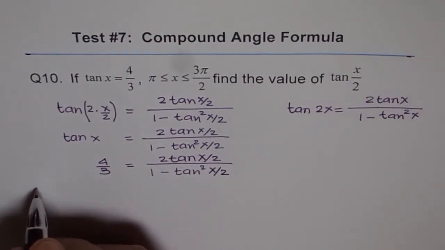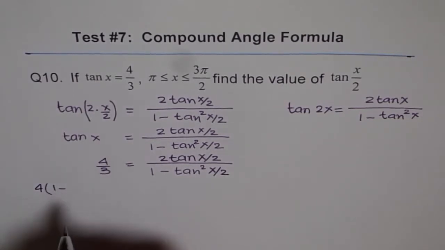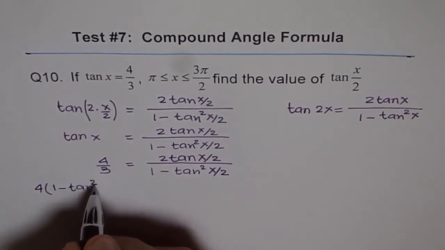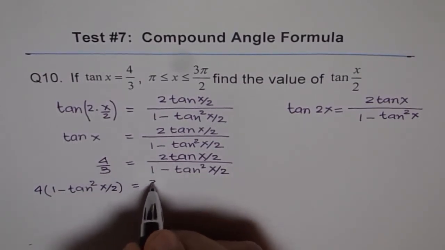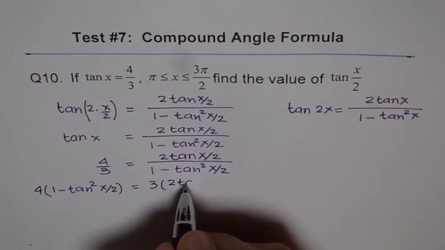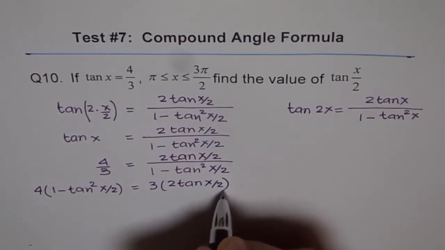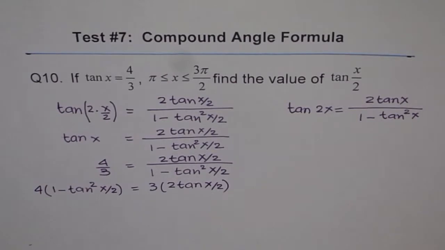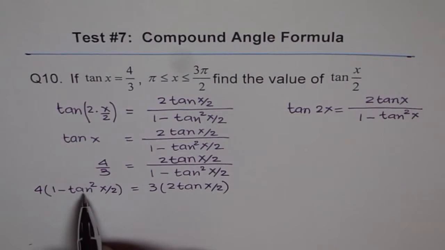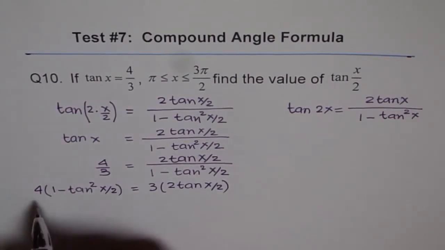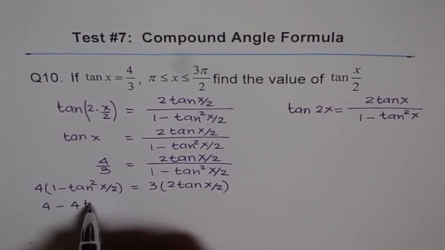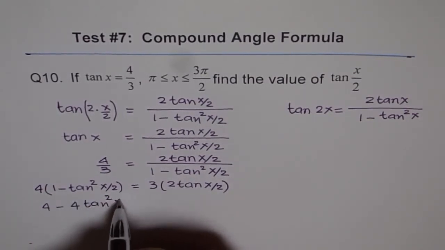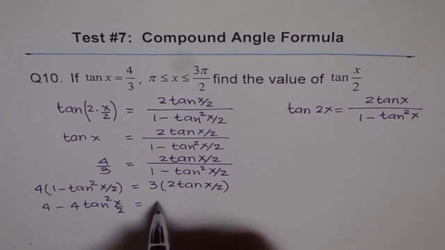So then what do we get? We get 4 times 1 minus tan square x by 2 on the left side and 3 times 2 tan x by 2 on the right side, correct? So this is what we get. And then we can expand it and bring the terms to one side, right? So let's do it. So we get 4 minus 4 tan square x by 2 equals 6 tan x by 2.